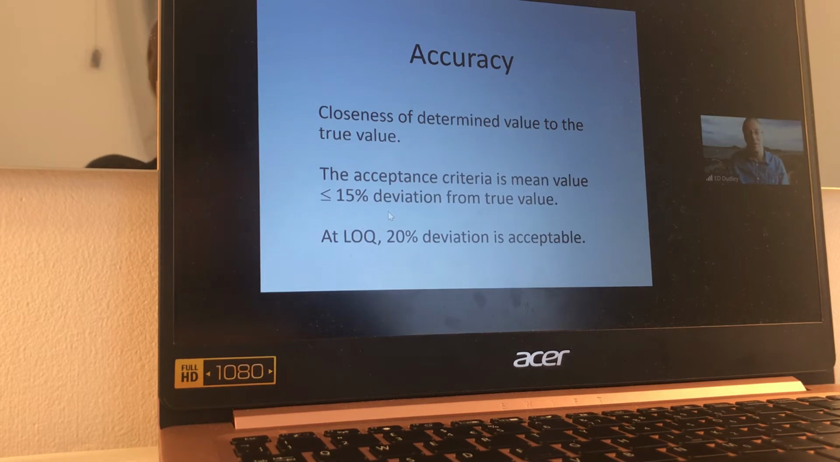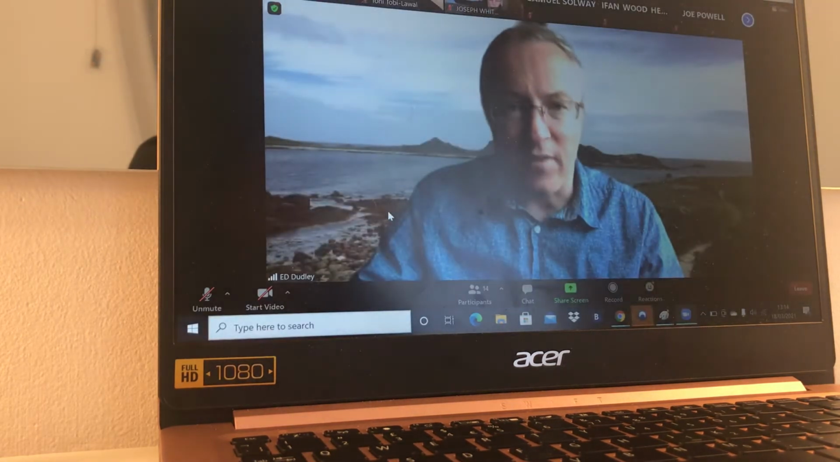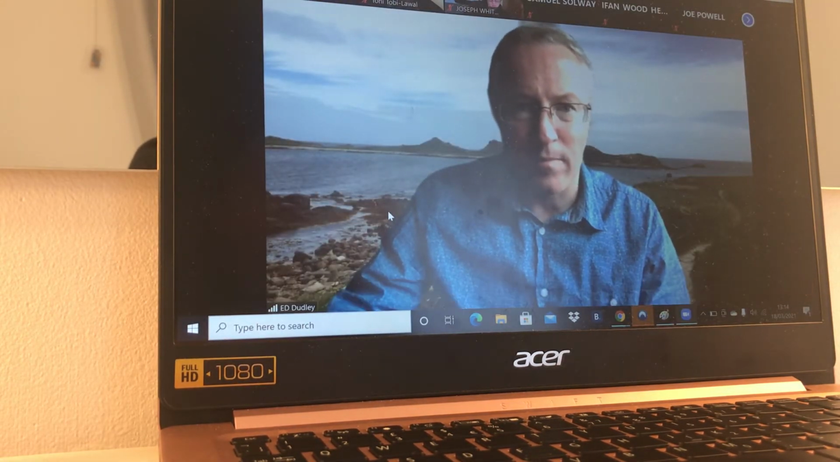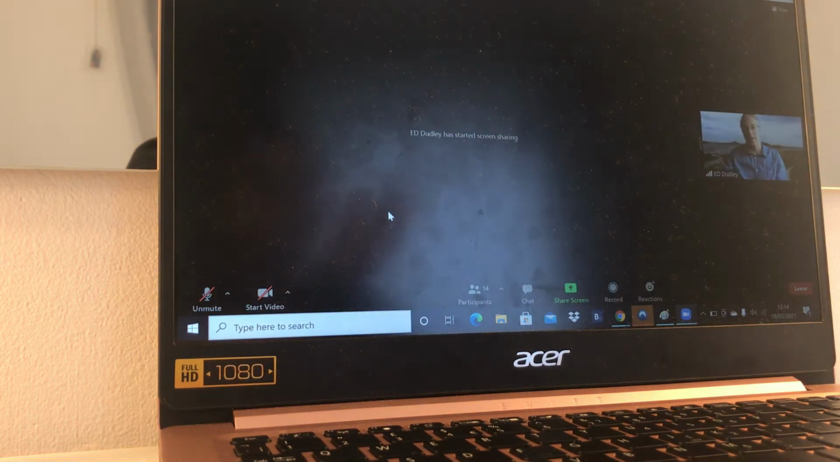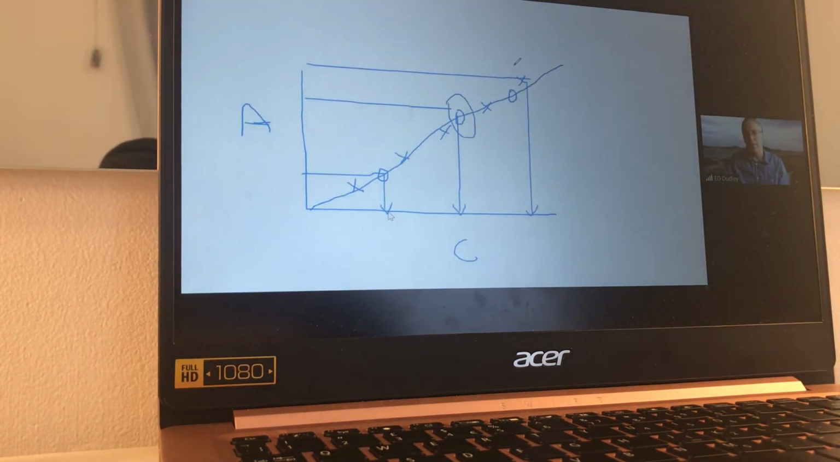So you measure the accuracy, how accurate each QC reading is, and you want it to be within 15%. Except at the low end. At the low end, if you've got a QC just above the bottom end of the standard curve, which is referred to as the limit of quantitation, you can allow a 20% deviation from the true value. So if I go back to that horrible, badly drawn curve, these values here need to be within 15% of what they should be. This one here, which is just above the lowest point of the standard curve, you can allow for 20%.